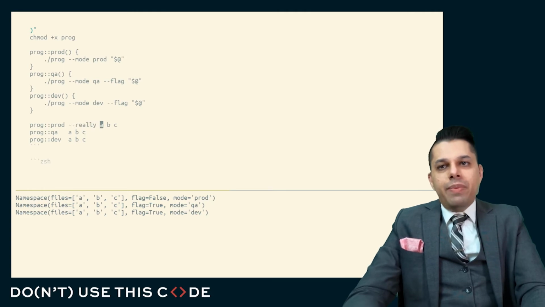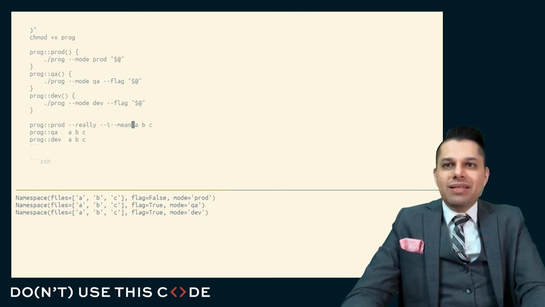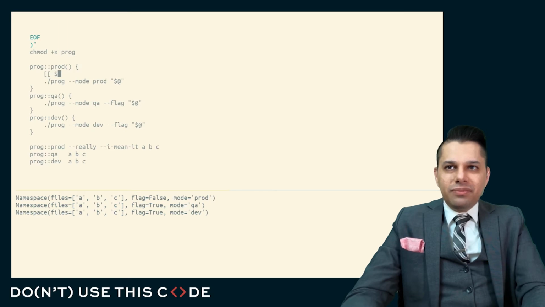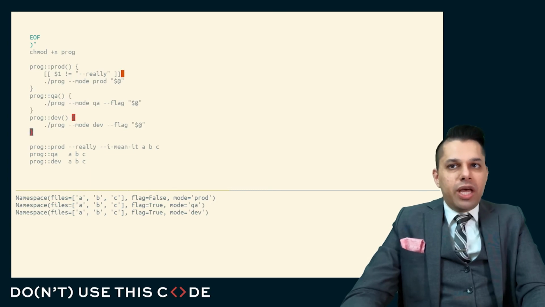I could require that they do --really or --I-mean-it whenever they run the prod version of this, and you check here, if the first argument that's passed in isn't --really, then you bail out and you say, did you really want to do that? Something like that. And you can add some programmatic behavior just to make your life easier.